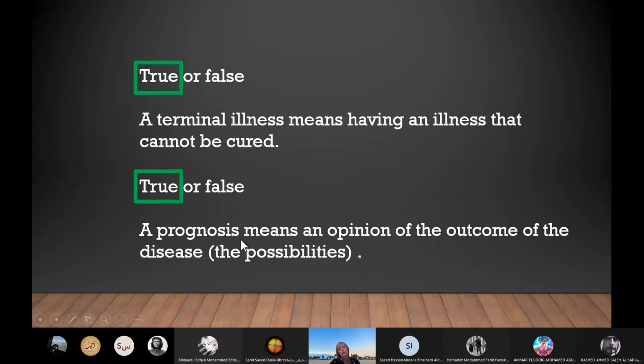So a prognosis means an opinion of the outcome of the disease. This is what the doctor would say, how he thinks you're going to recover, whether or not you will be cured and so on. So that is true.